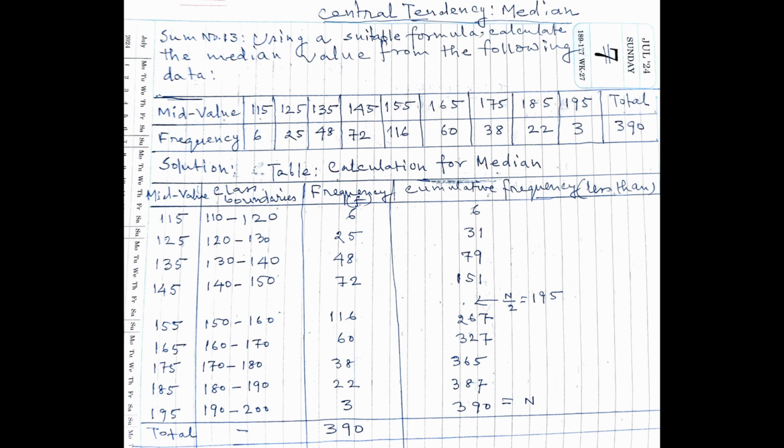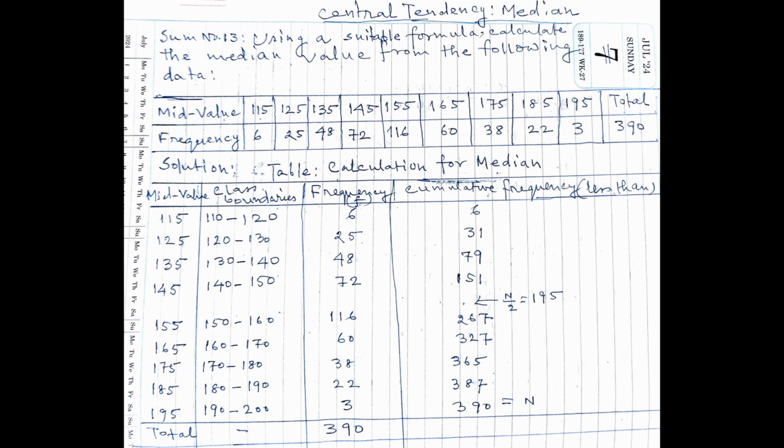115 mid value, class boundary 110 to 120, frequency 6, cumulative frequency 6. Mid value 125, class boundary 120 to 130, frequency 25, cumulative frequency less than 31. Mid value 135, class boundary 130 to 140, frequency 48, cumulative frequency 79.